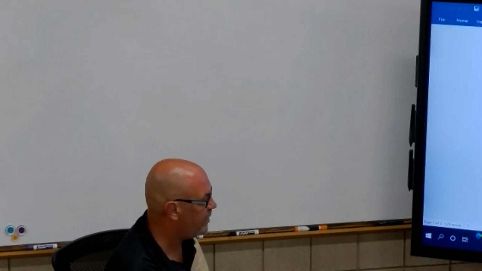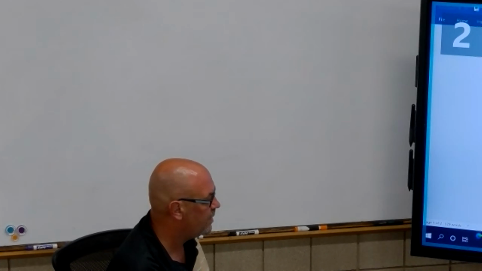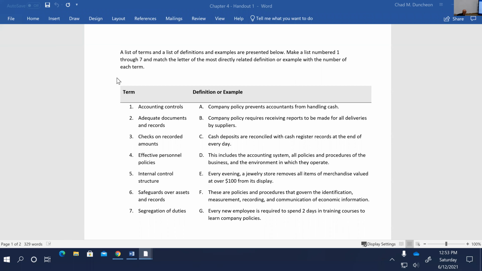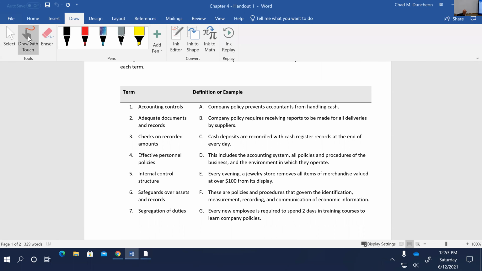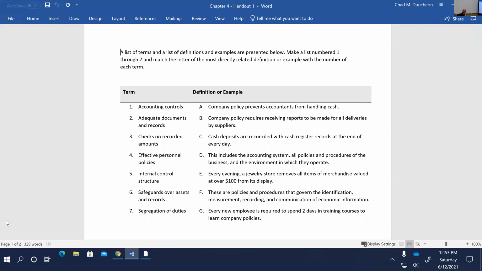Screen shared. Draw function on here. So we're looking at terms here. What I like to do is read the definition of the term, not the actual term, and try to match them up that way.